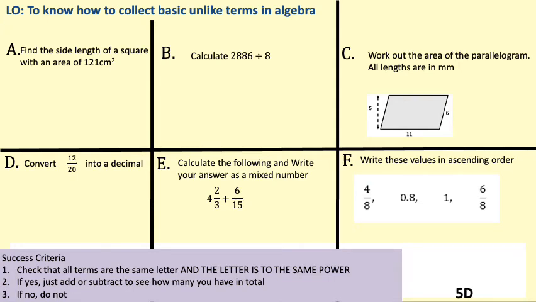Hi class, so today we're going to be looking at the next task in 7.13. We're looking at knowing how to collect basic unlike terms in algebra. So we looked at labelling them last lesson, and now we're going to look at being able to collect and simplify. So if you can pause the video and spend 7 minutes working through the starter activity.